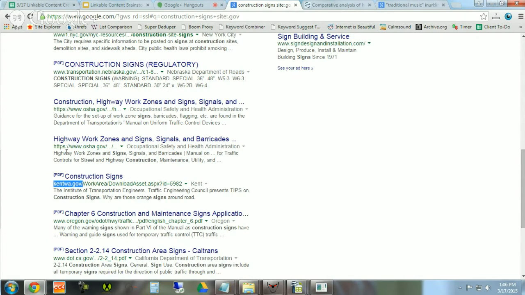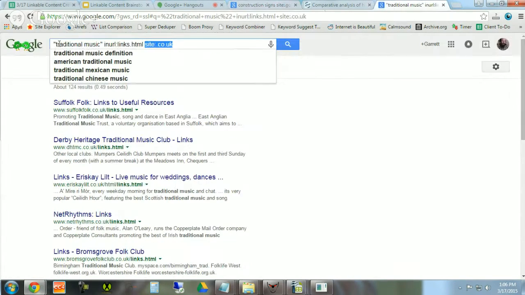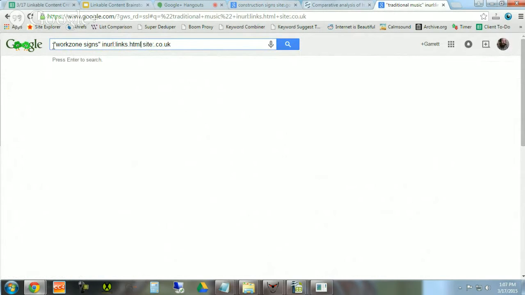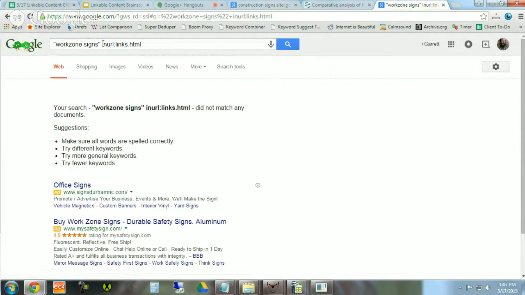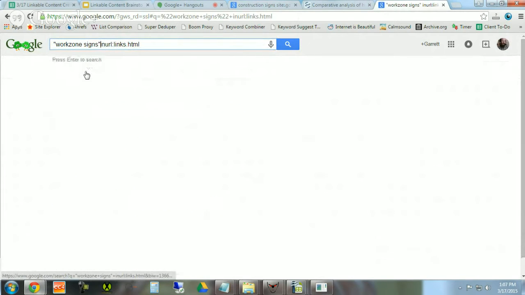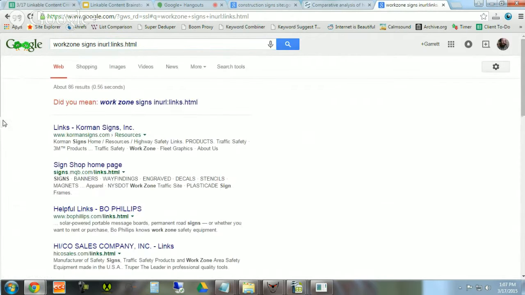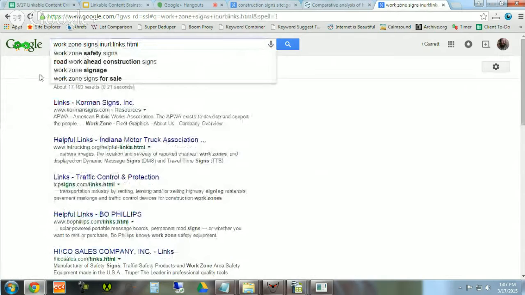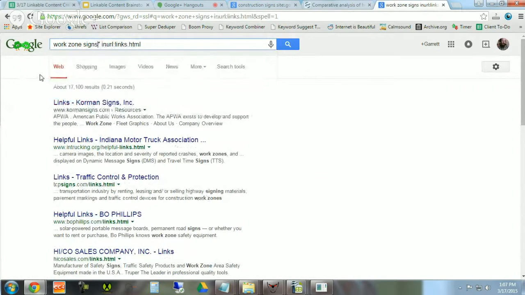Anyhow, you could take something like construction signs and throw that into an NURL links.html. So let's just do work zone signs and NURL links. We're going to take this site.co.uk off. See what we get. Nothing. I want to take the quotes off of it. So what I'm doing now is trying to dial in work zone signs to see if this is something. Okay, it looks like it wants it to be two words. Let's put the quotes back around it.